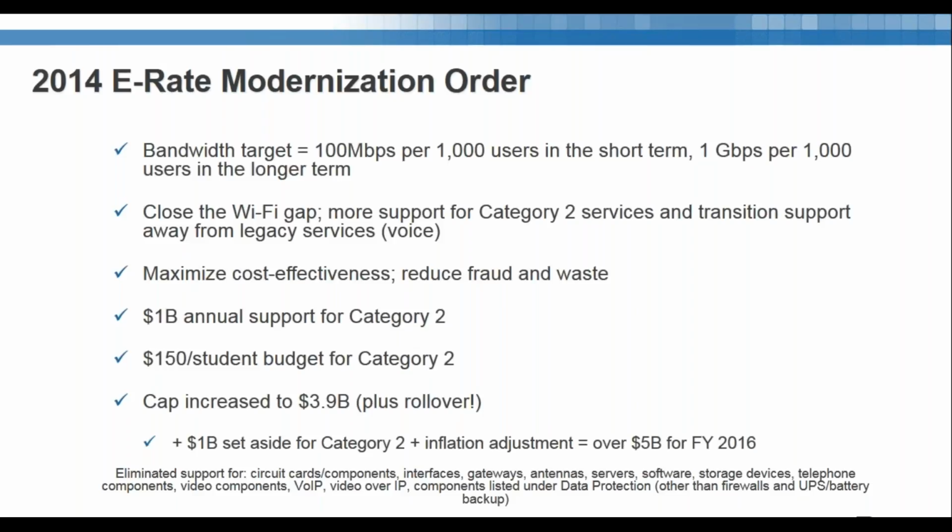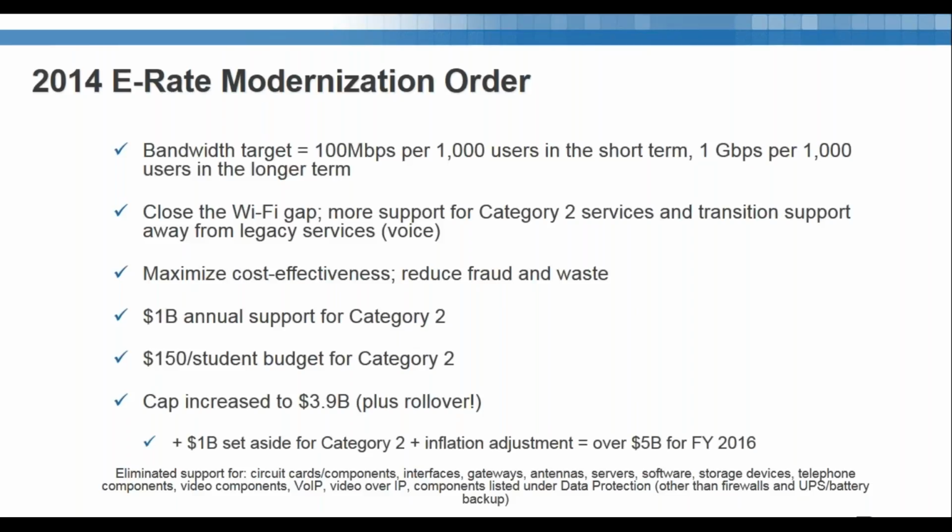They set a bandwidth target of 100 megabits per 1,000 users for the short term, and 1 gigabit per second per 1,000 users in the long term. They really want to close that Wi-Fi gap, like I mentioned, and offer more support for Category 2 services and transition support away from legacy services like voice and video. They've also put into place some measures to maximize cost effectiveness of internet access and really reduce fraud and waste, which there was a lot of going on with the E-Rate program for a long time.